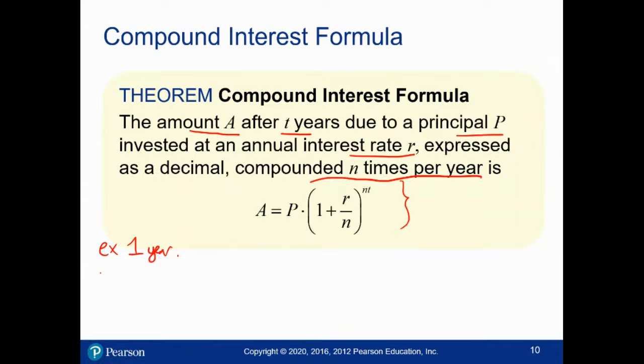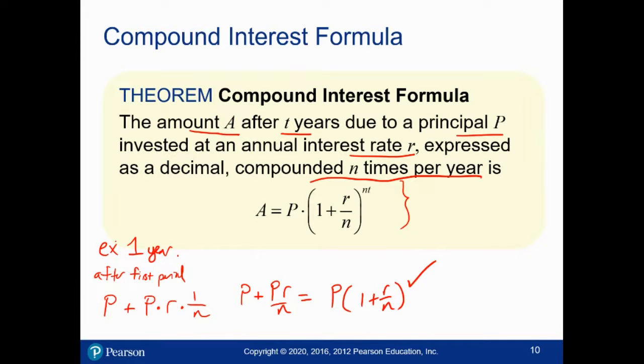So after the first period, I have my original principal, but I have earned interest. How much interest have I earned? The principal times the interest rate times how much of the time period elapsed, 1 out of the n different compounding periods. So I now have P plus PR over n, and if I factor out the P, this is P times 1 plus R over n.